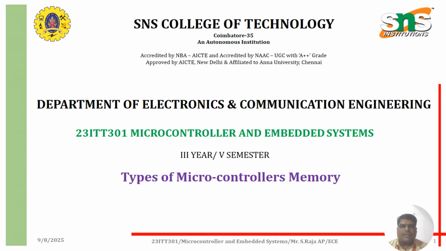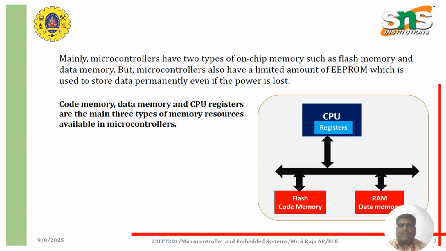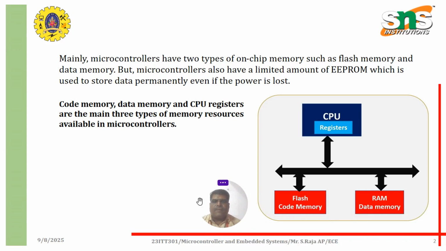Now I am going to discuss the types of microcontroller memory. A memory means a storage of any data which is used for present, past and future purposes. So mainly, microcontrollers have two types of on-chip memory such as flash memory and data memory, and they also have a limited amount of erasable electronic medium which is used to store data permanently even if the power is lost.